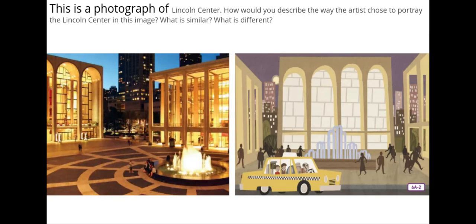So this is a photograph of Lincoln Center on the left. How would you describe how the artist chose to portray the Lincoln Center in this image? What is similar? What is different?